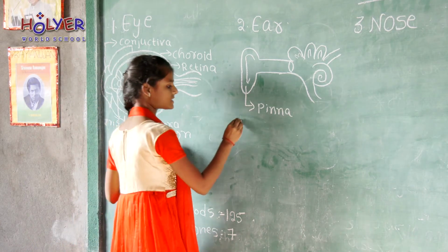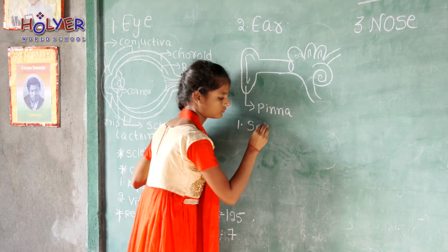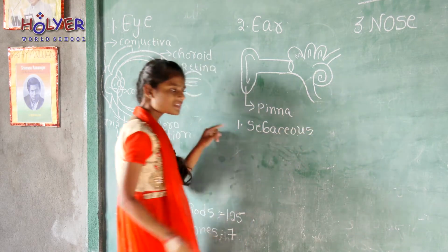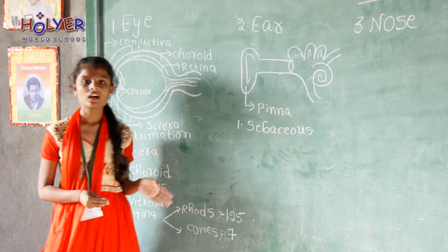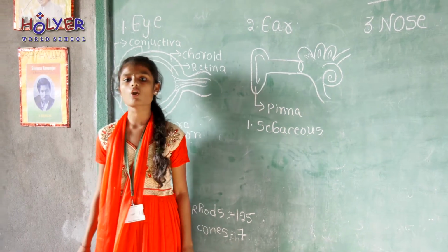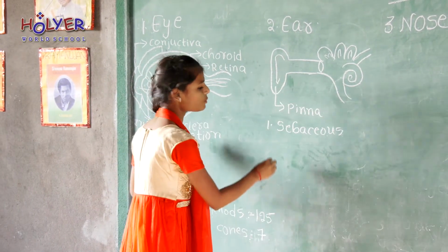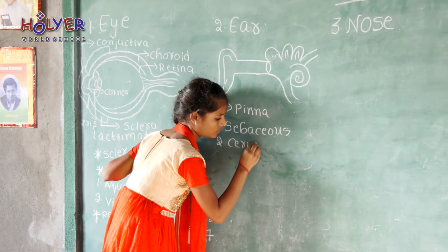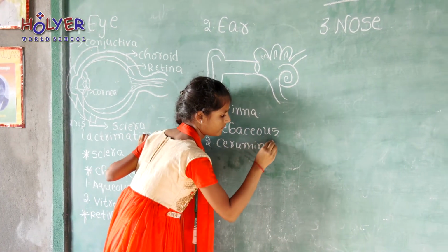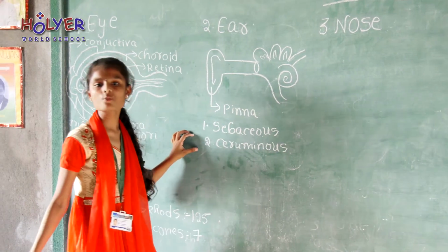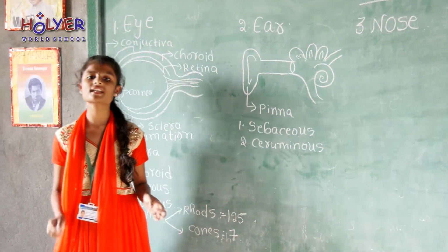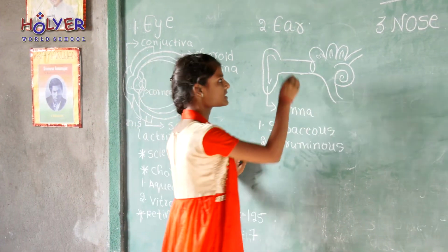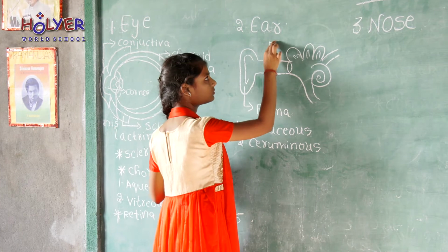In this pinna there are two types of glands. First one is the sebaceous gland. These sebaceous glands secrete oil. It helps us keep our ear canal lubricated. And the second one is the ceruminous gland. These ceruminous glands secrete ear wax. It is mostly present in the ear canal. It helps us keep away dust particles. And this is the ear canal.